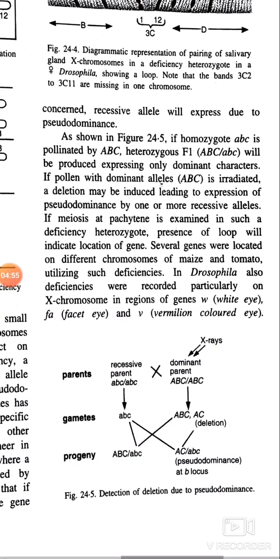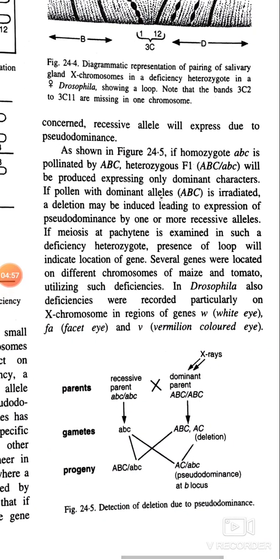In this figure, if homozygote recessive abc is pollinated by ABC homozygous dominant, a recessive parent with a dominant parent, F1 will be produced expressing only dominant characters.